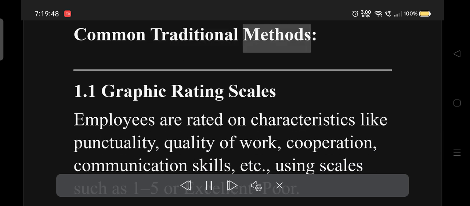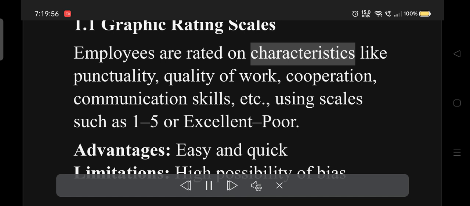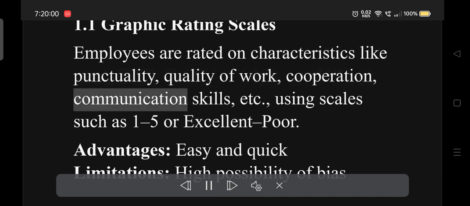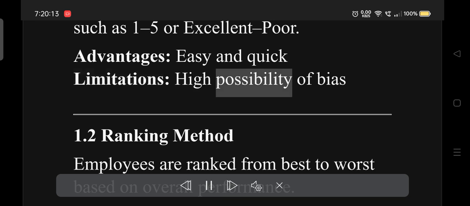Common traditional methods. 1.1 Graphic rating scales. Employees are rated on characteristics like punctuality, quality of work, cooperation, communication skills, etc., using scales such as 1 to 5 or excellent to poor. Advantages: easy and quick. Limitations: high possibility of bias.